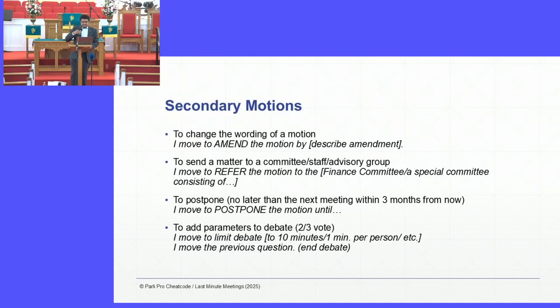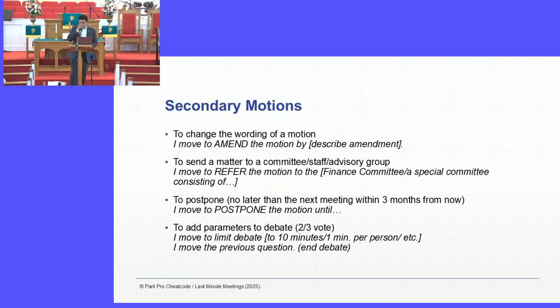One is changing the wording of a motion, right? That's really important, because amendments allow you to offer alternatives and maybe even massage the wording to make sure it's acceptable to a majority of the group. Another popular one is to send something to a committee, staff, a board, whatever the case may be. It's a motion to refer, and you can say, I move to refer it. You can either name the committee, or you can say a special committee of 5 appointed by the chair, whatever the case may be.